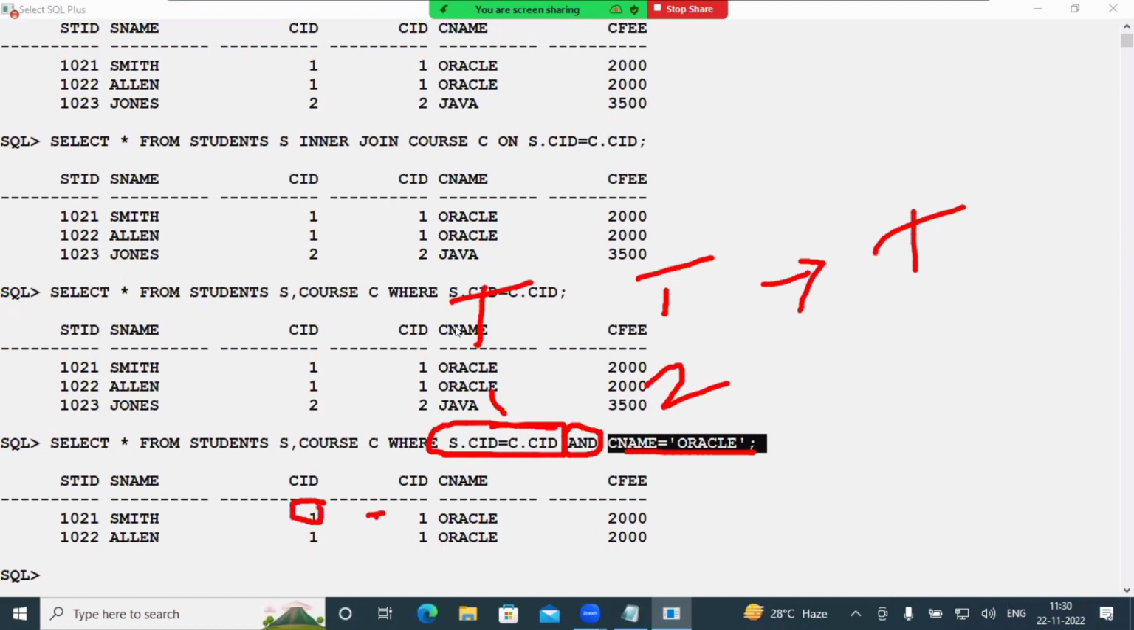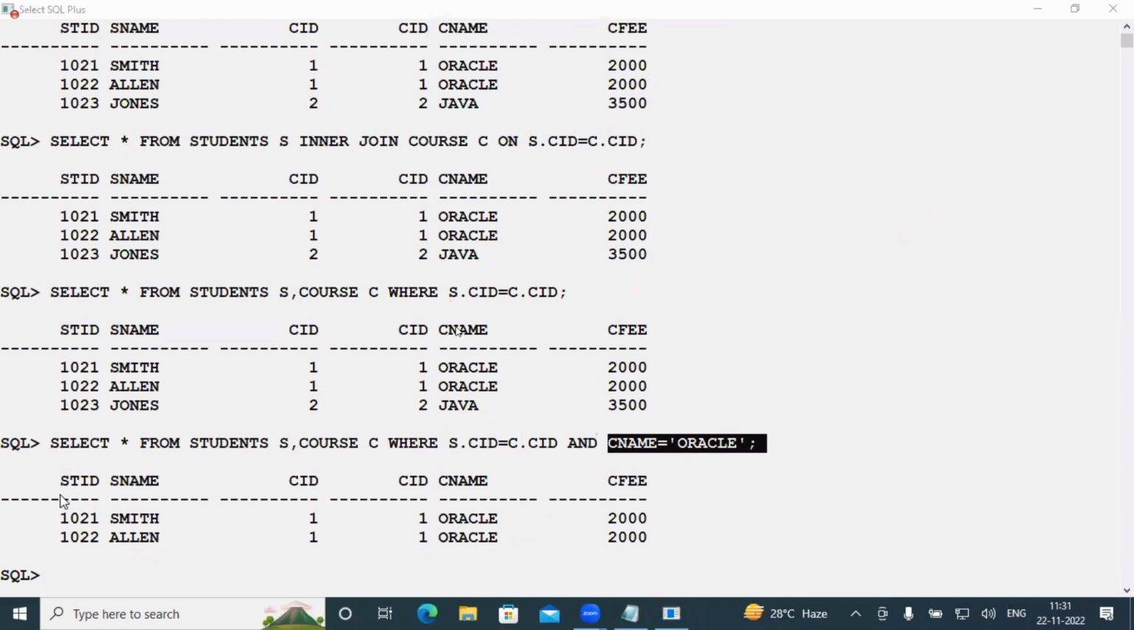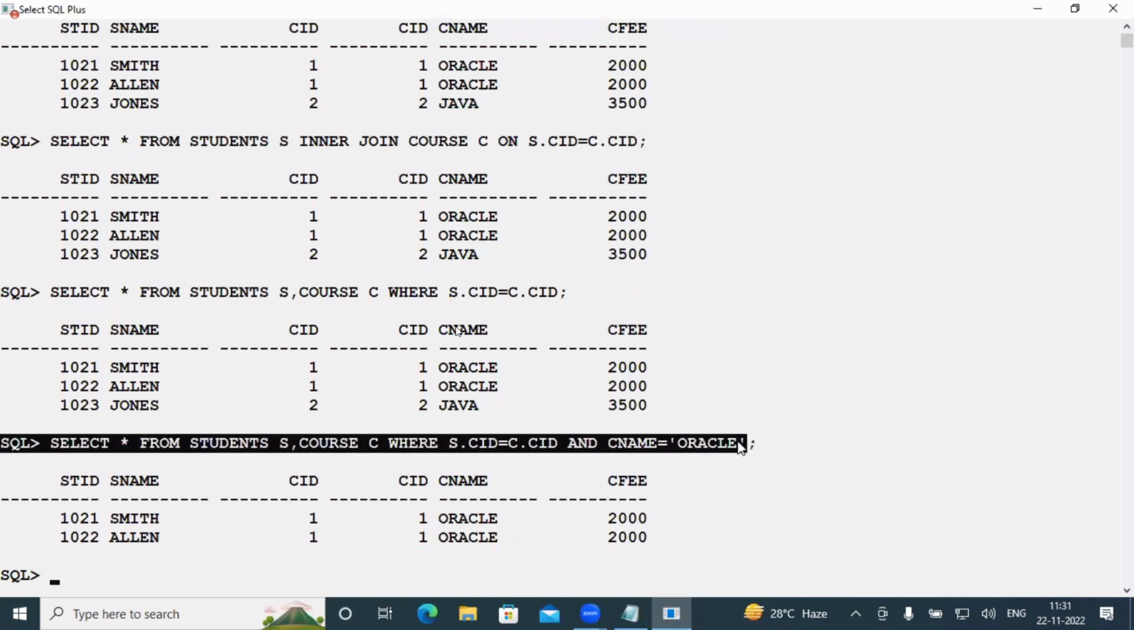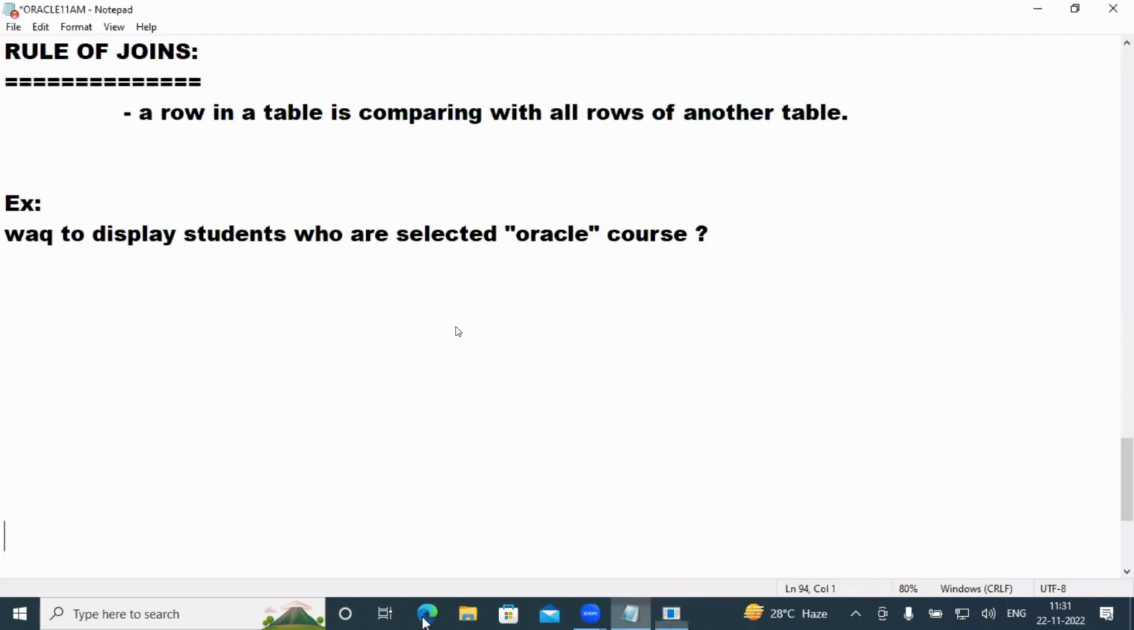What is the first condition? S dot CID is equal to C dot CID. 1 equals 1, so the first condition is true. And their course name is Oracle, so the second condition is also true. Here also the second employee, Alan: first condition true, second condition true. So both are true, then both people's data came to us. So this is how we find only the people who are selected for the Oracle course.